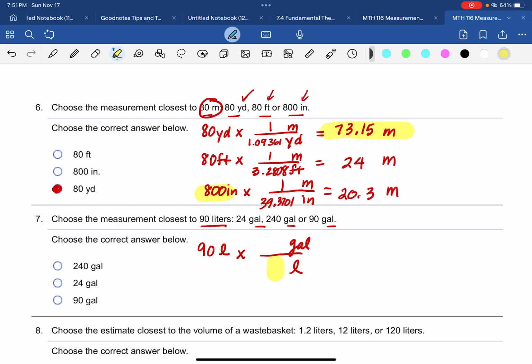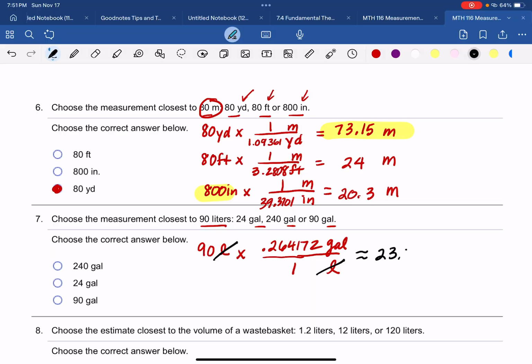So 1 liter is 0.264172 gallons. So this time I'm multiplying because the numbers are on the top, so 90 times 0.264172 is approximately 23.7753 gallons. So look, 24 gallons is going to be the closest.